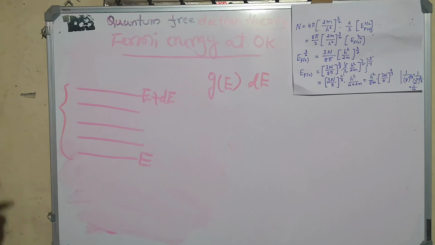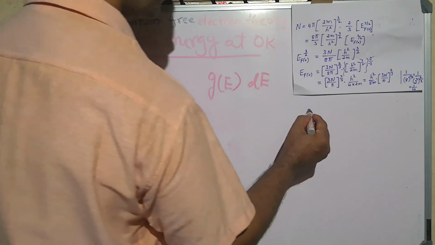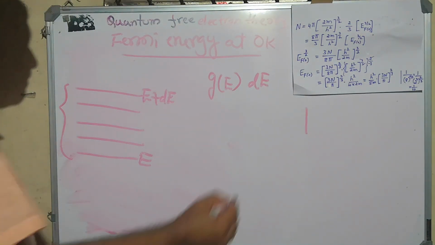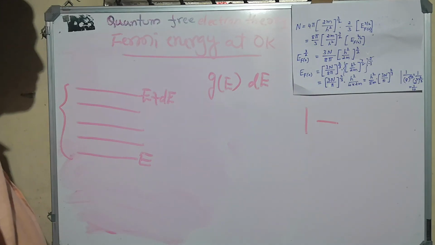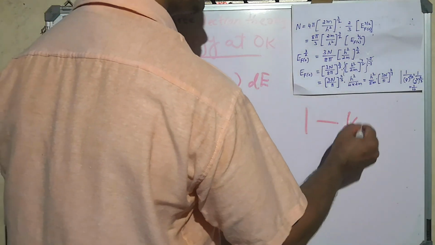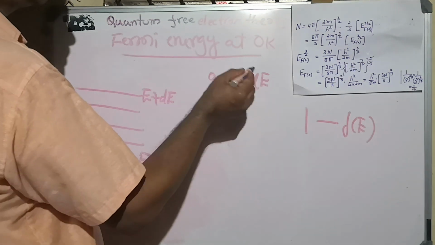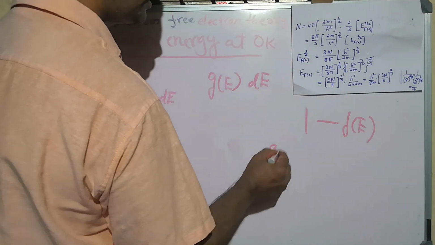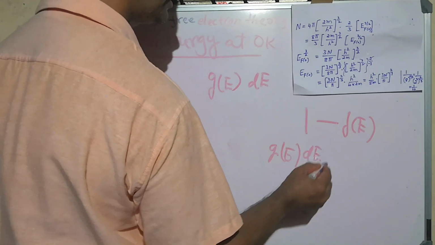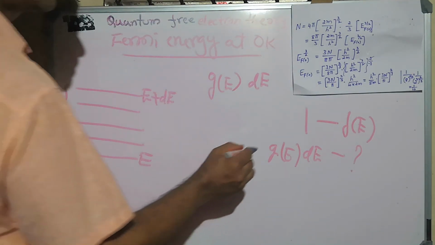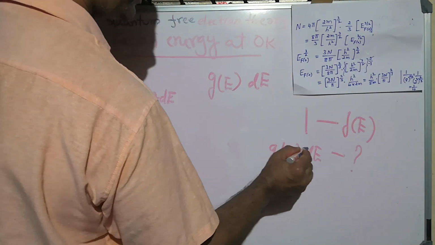See, one electron is equal to one electronic state or one energy state, that is, one chair, right? So if one electronic state is present, then the given energy level is occupied by F of E electrons. In our case, the available energy states are G of E into dE. Then how many electrons are present between E and E plus dE? That is F of E into G of E into dE.